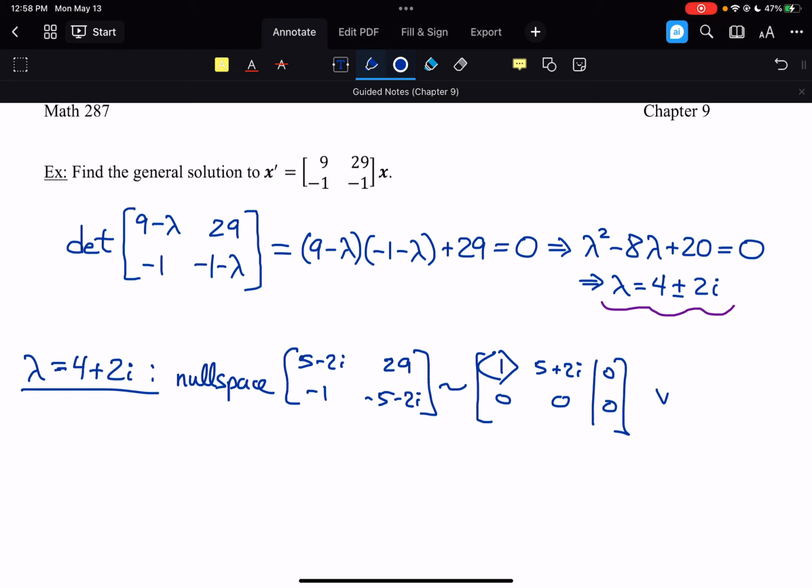So our eigenvector, we get a 1 here for the free variable and then subtract this over. So we get negative 5 minus 2i and 1 for our eigenvector, which we'll go ahead and break up into its real and imaginary components. So that's negative 5, 1 plus i with negative 2 and 0.